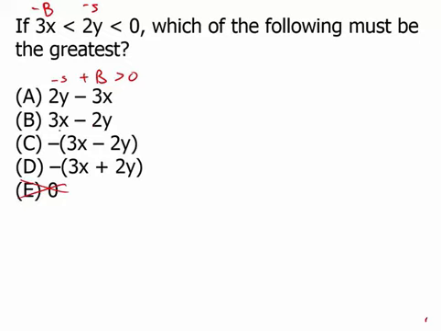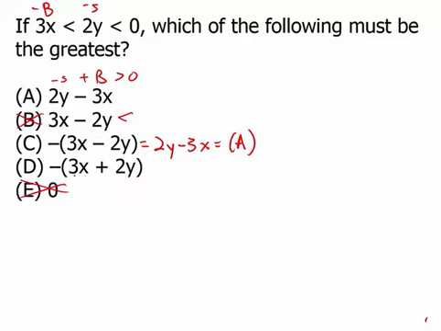This one would be negative big plus positive small. That would be negative. So that's not going to work. This would be negative big. This would be the same thing. So this would be positive. In fact, this just reverses the order of subtraction. This equals 3x. So C and A are equal.